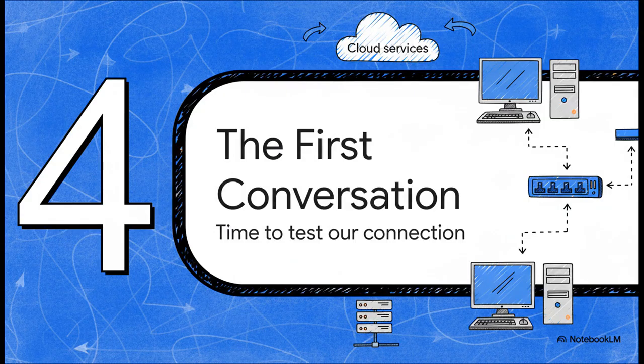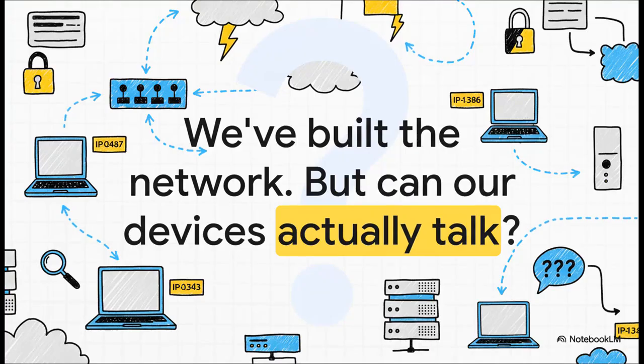Okay, this is it. The moment of truth. We've laid the physical foundation, we've given our devices their digital identities. Now we find out if all our work paid off. It's time to see if they can actually talk. So on paper, everything looks perfect. The lights are blinking, the addresses are set, but in networking, you always have to test. You never just assume it works. The big question is, can laptop 1 actually send a message to laptop 2 and get a reply?